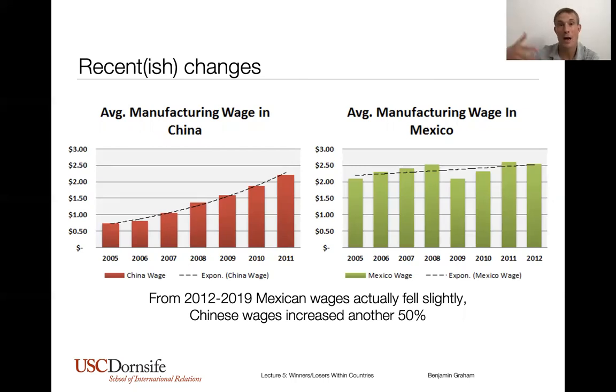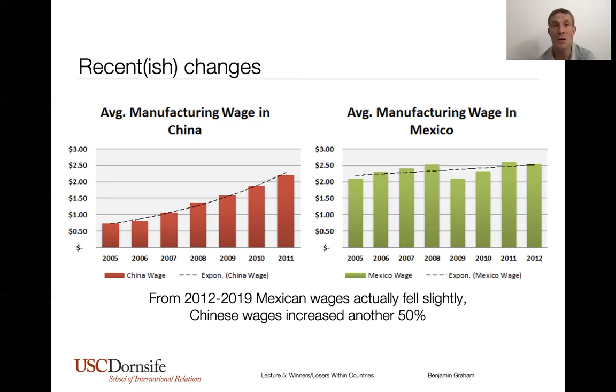But as China has grown by leaps and bounds, that capital to labor ratio keeps going up. Sure, their population is growing steadily, but not that fast. And their capital is accumulating really fast. And wages keep being driven up.